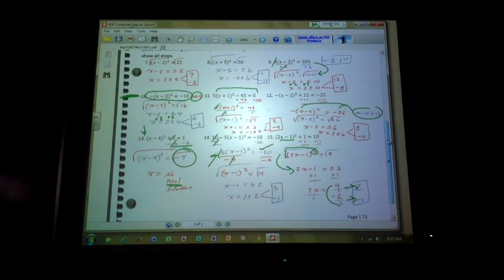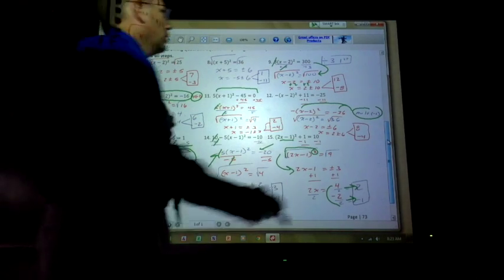Can I clear this? Does anyone need this? Okay, now we're going to walk through worksheet number 7. We're going to do it as a class. Let me get rid of this.